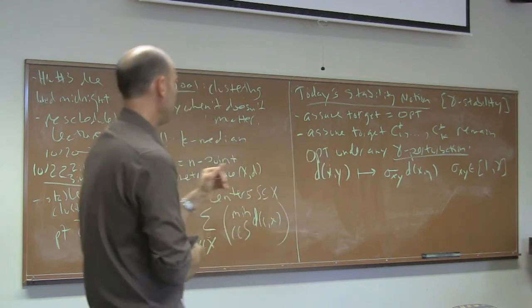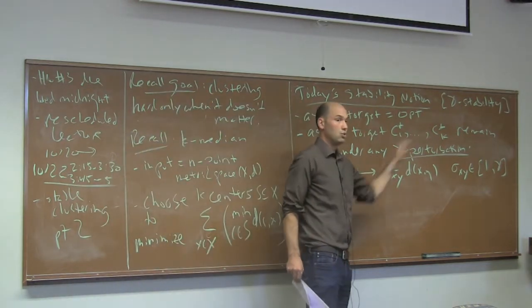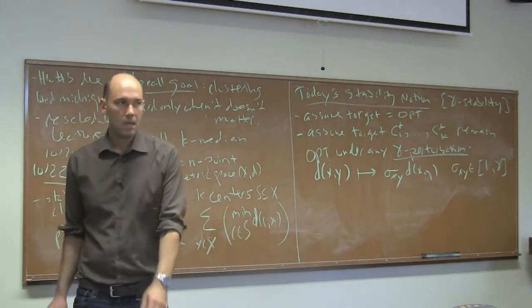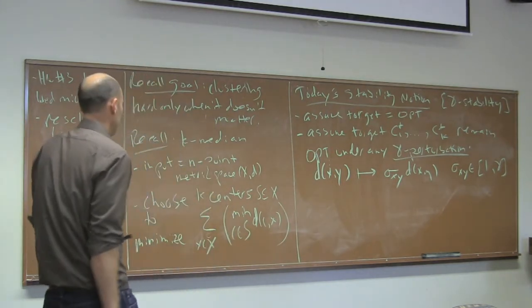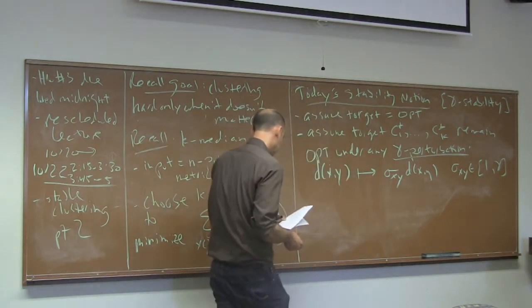So we insist that opt remains optimal even under gamma perturbations that do not result in a metric distance function. So that's an assumption. So a k-median instance which satisfies this property is called gamma stable.